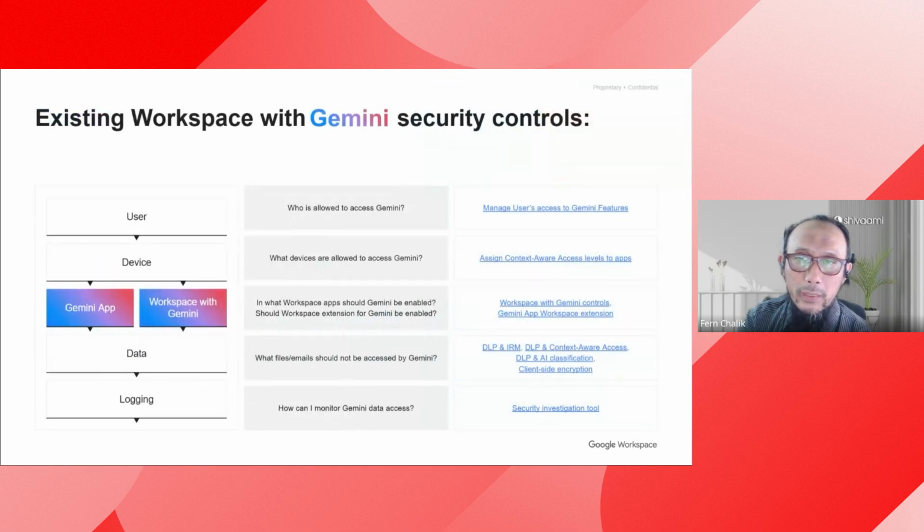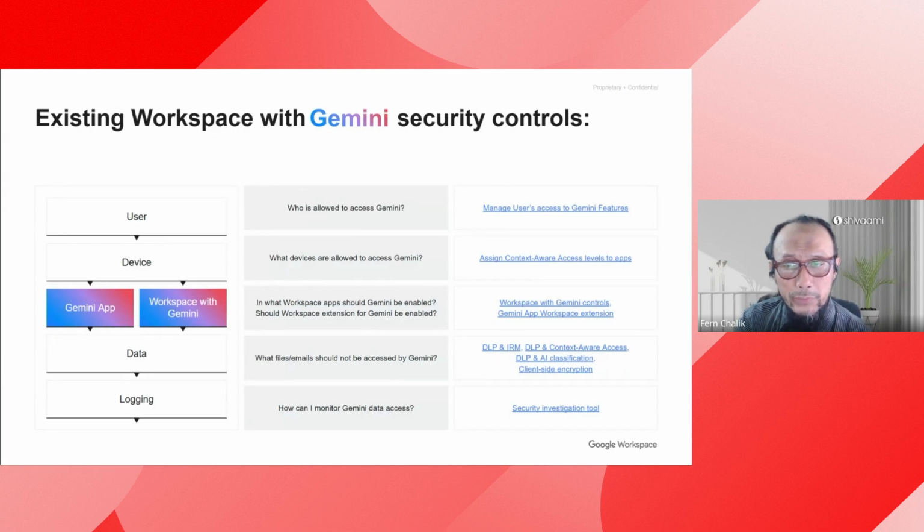So let's look at the existing security controls that apply to Google Workspace with Gemini. Here you see a breakdown of the different elements involved. First, we have the user and the device they are using, so we can manage who accesses Gemini and from what device. Then we have the Gemini app and Workspace with Gemini itself. We can control access and features for each separately. This all interacts with data within Google Workspace.